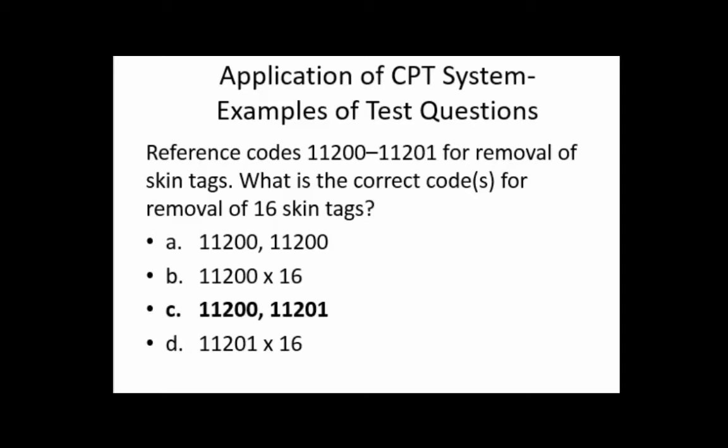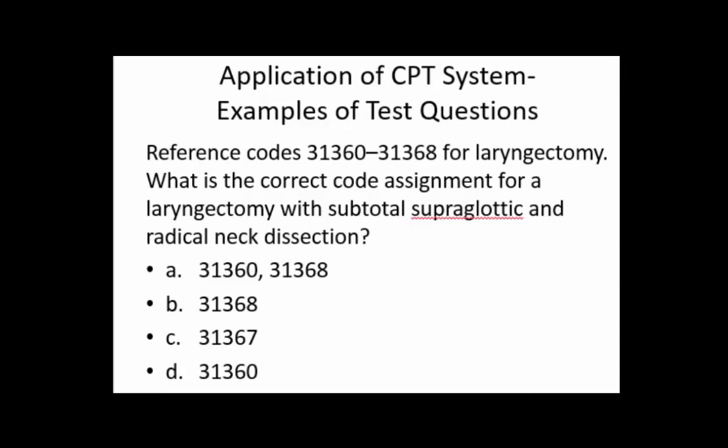So it's not so much this time about looking up a code as it is about being able to read carefully the code descriptions and choose the codes that best describe the procedure that we're doing. Let's look at another one. Reference codes 31360 through 31368 for a laryngectomy. What is the correct code assignment for a laryngectomy with subtotal, supraglottic, and radical neck dissection? So you're going to actually read those code descriptions.